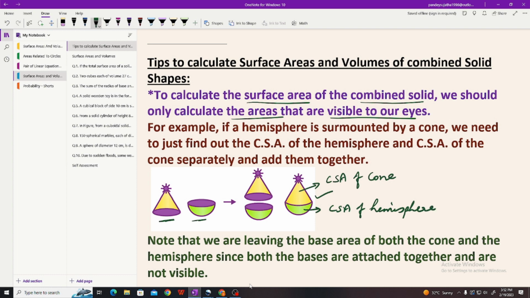We will not include the base area of both the cone and the hemisphere, since when it gets attached it will not be visible to us. So the total surface area of the solid so formed will be equal to the curved surface area of cone plus the curved surface area of hemisphere.